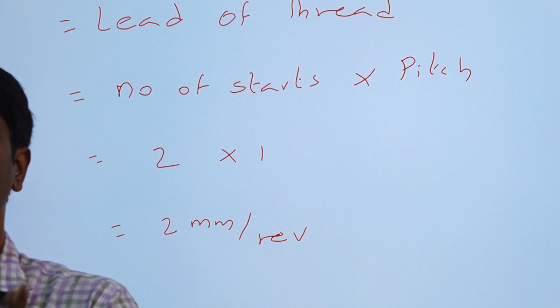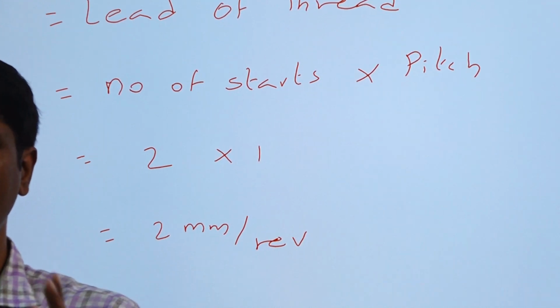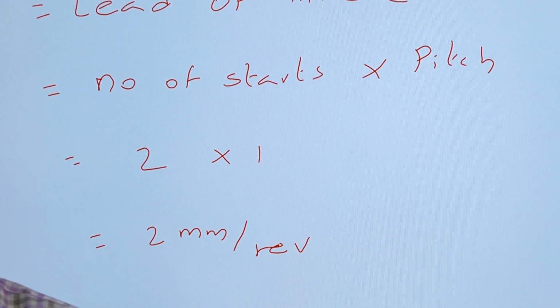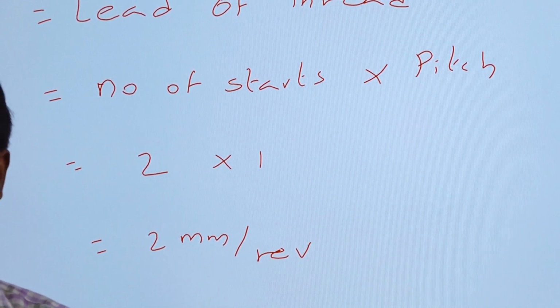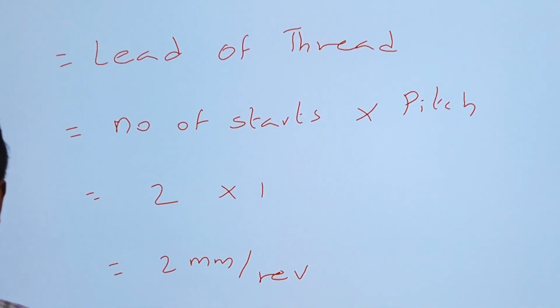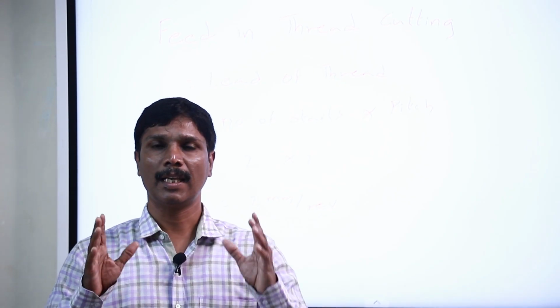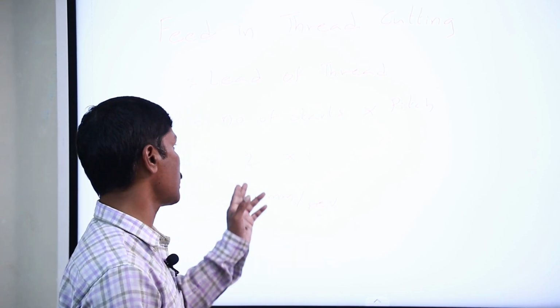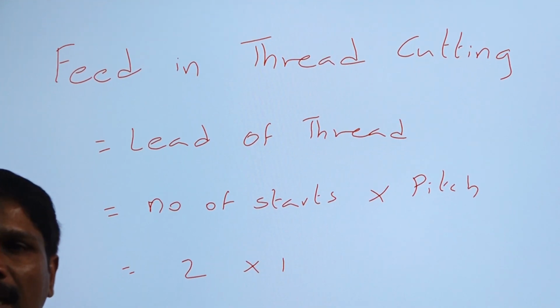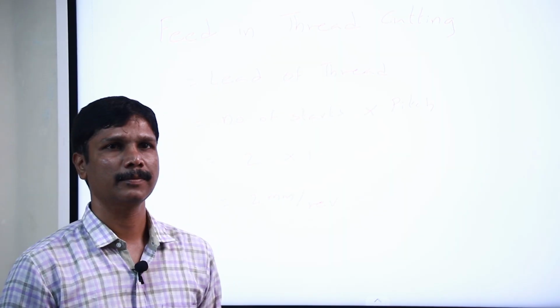From the pitch and the number of starts of thread, we have to calculate the lead. Lead should be greater than the pitch. So L equal to NP. P is 1 mm per revolution. Lead is 2 mm per revolution, since it's a double start thread, it is 2 mm per revolution.